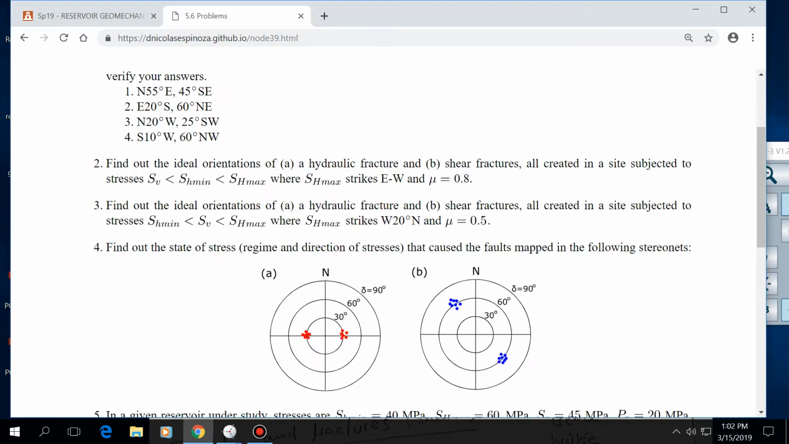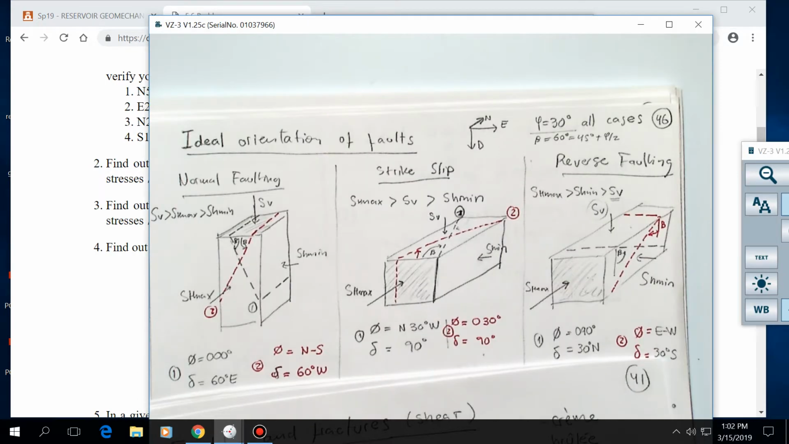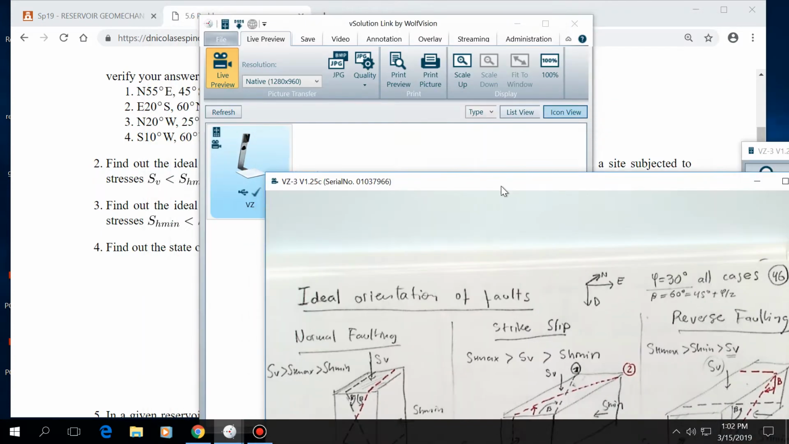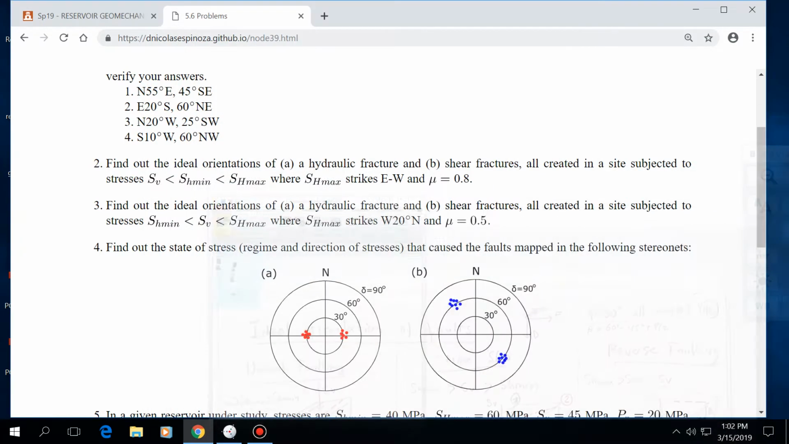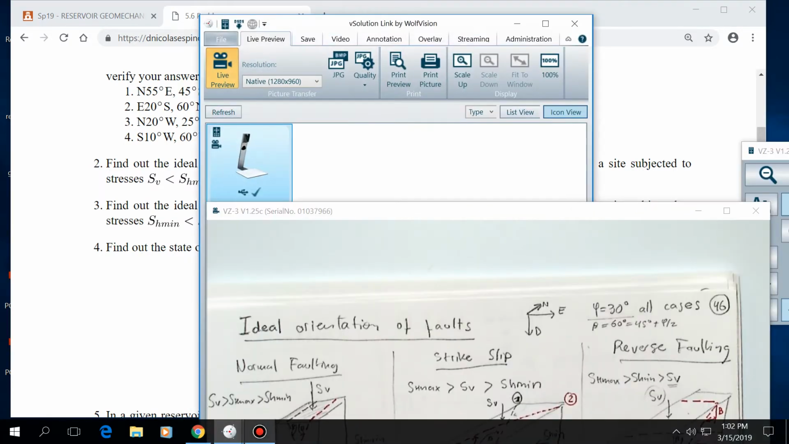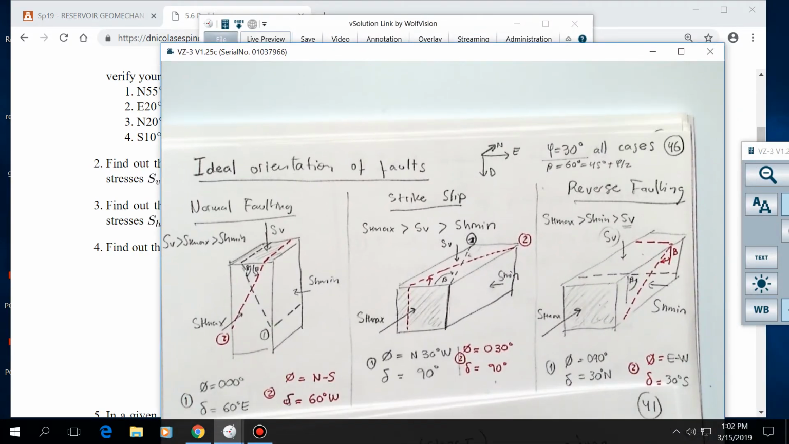Furthermore, let's see, the orientation is east-west. So that one is going to be very similar to this one, but SH max is, let me read that again, make sure that I have it right. Yes, SH max is east-west. Therefore, it's going to be exactly the same as this, but rotated 90 degrees. You see that? In this example, SH max is striking north-south, but in the other one it is striking east-west.